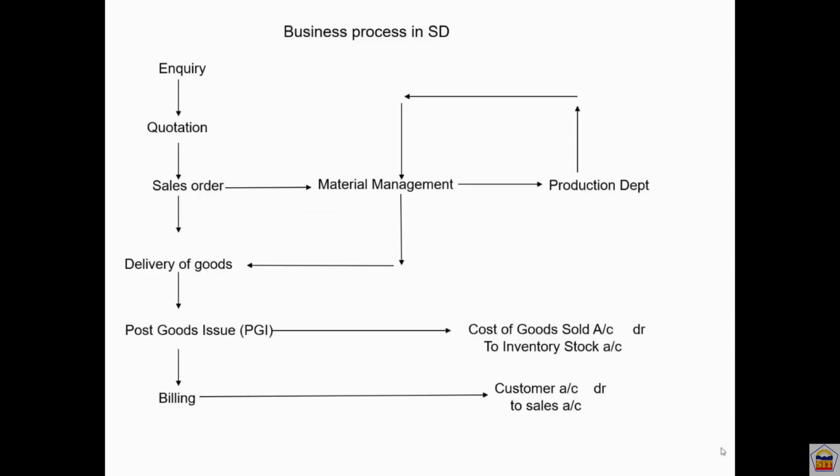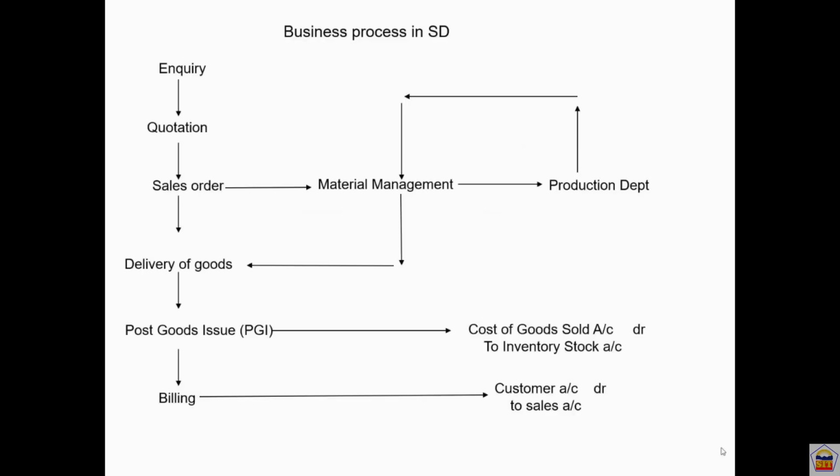After the delivery of goods, we do the PGI. PGI means post goods issue. At the time of post goods issue, we have the accounting entry in finance. What is that accounting entry? It is cost of goods sold account debit, and credit to the inventory of stock account, or inventory of finished material which we have sold to our customer. So that is the first entry we have.